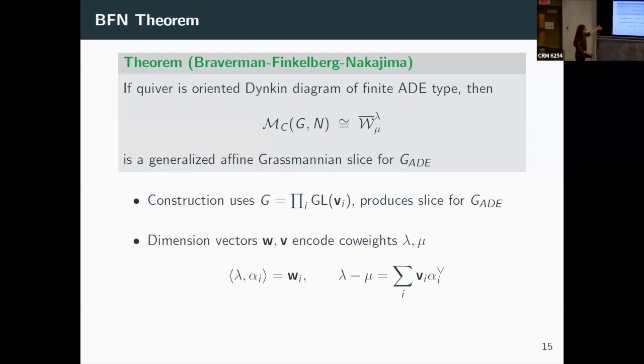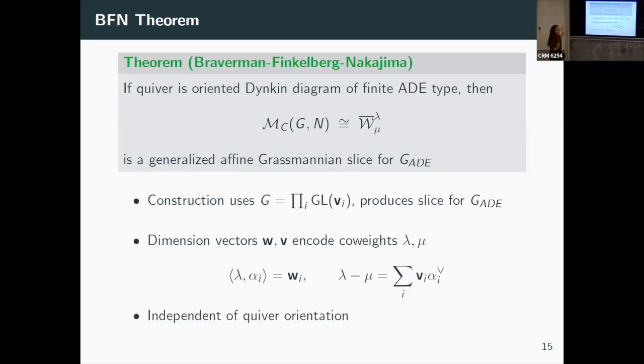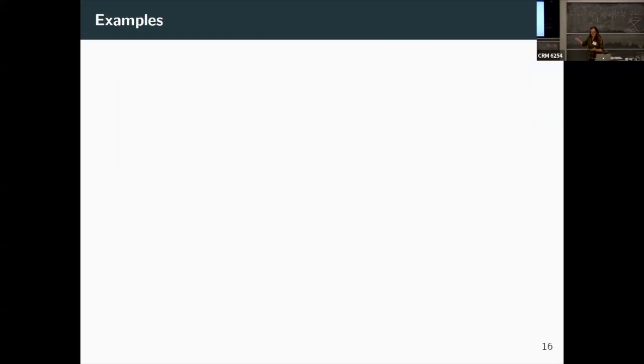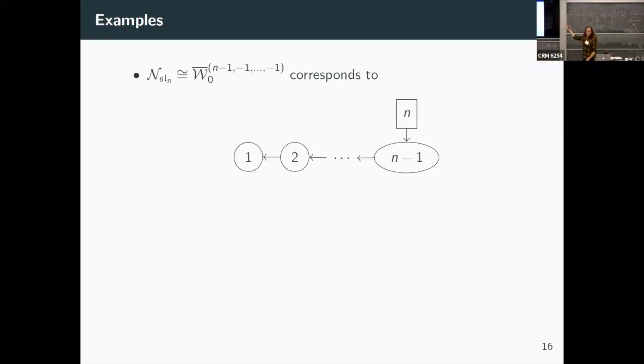And this V and W data, they encode the co-weights actually. Lambda and mu are somehow read off. It doesn't matter exactly, but lambda minus mu is these V_i, same notation I had before. Another comment is that this is independent of the quiver orientation. So you can just flip the arrows around, it doesn't really matter. Okay. It's all pretty weird, so I wanted to show some examples. We mentioned before, the nilpotent cone is an Affine Grassmannian slice. So from this theorem, we should be able to write down a quiver corresponding to it. Well, it's this one. It's like a kind of complete flag, 1 through n.